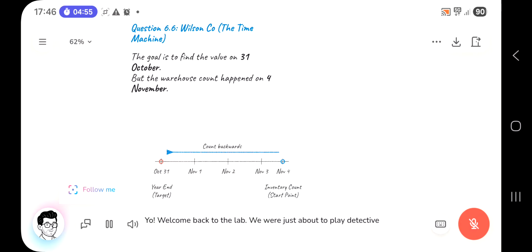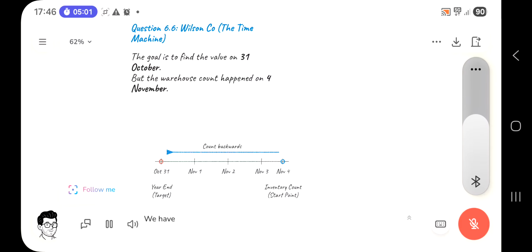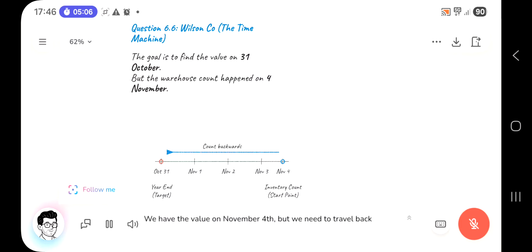We were just about to play detective with Wilson Company's inventory. Check out this timeline I drew. We have the value on November 4th, but we need to travel back in time to October 31st. We have to reverse every transaction that happened in those 4 days.